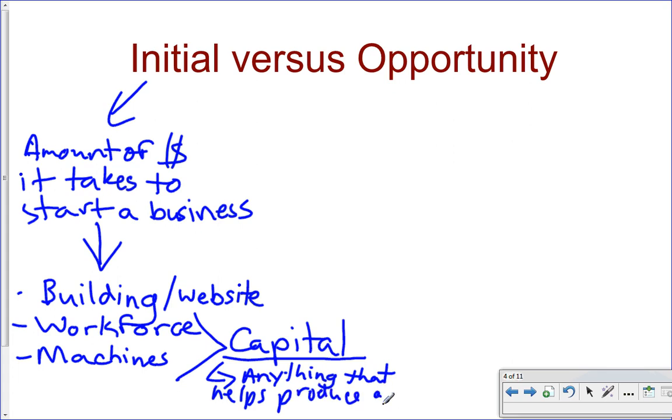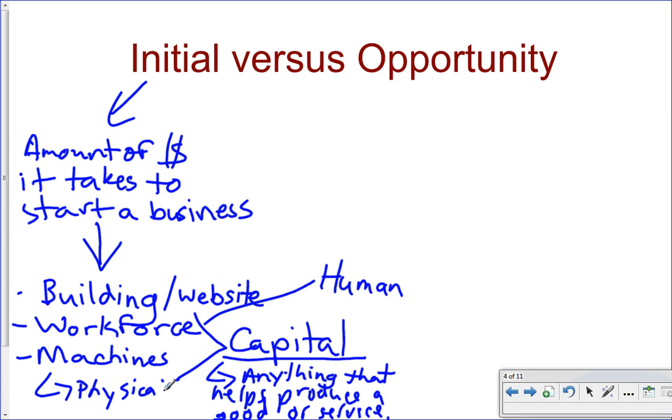Produce a good or service. And when we talk about capital, there's two types of capital, as you might be able to see clearly from our two examples here. There's human capital, and there's physical capital.